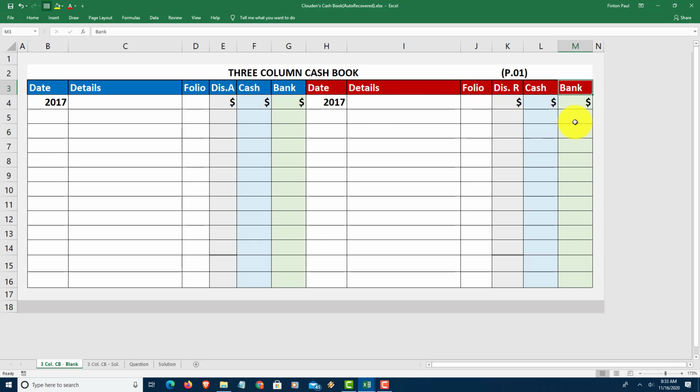Now the discount column would be used whenever a deduction is to be made, or rather a reduction is to be made in the amount that is to be received from our customers, or the amount that is to be given to our suppliers. Enough said. Let's go directly to the question.